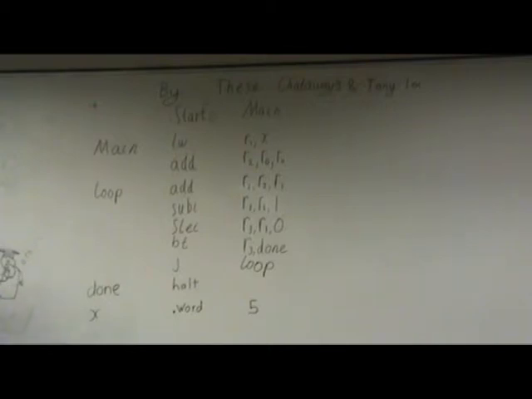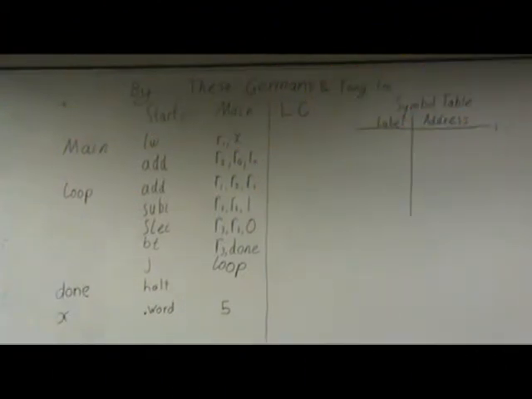The result of this is that R2 at the end of the program will be equal to the sum of all the integers between X and 0 inclusive. And now to assemble it. Okay, now we need to assemble this code into DLX.